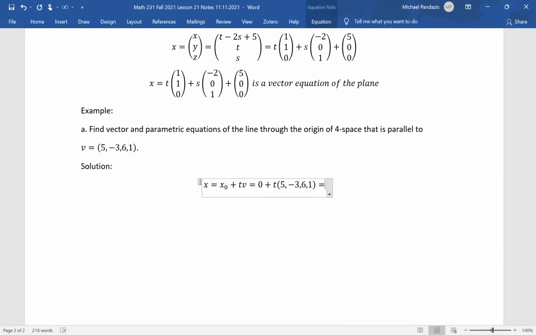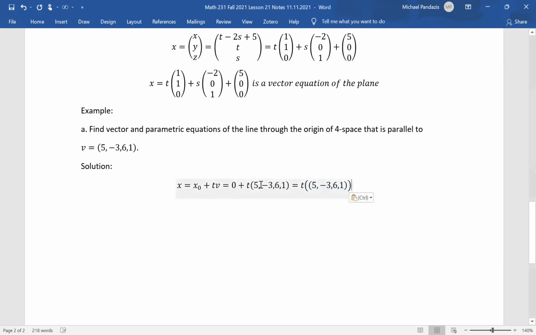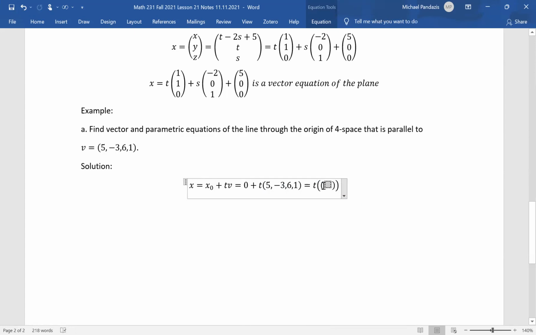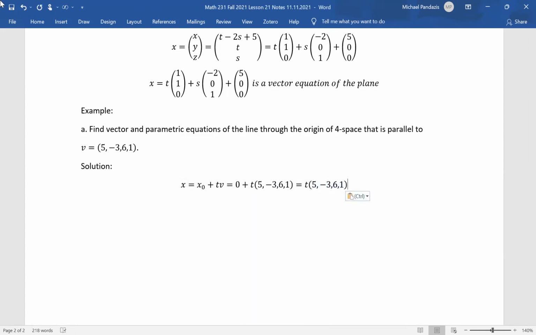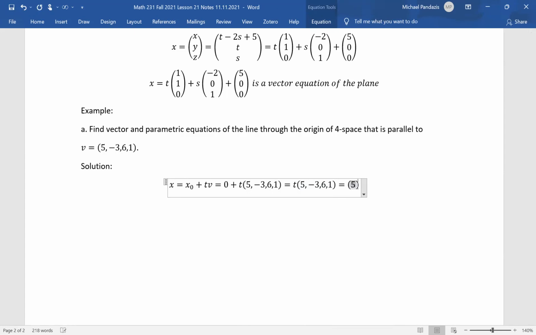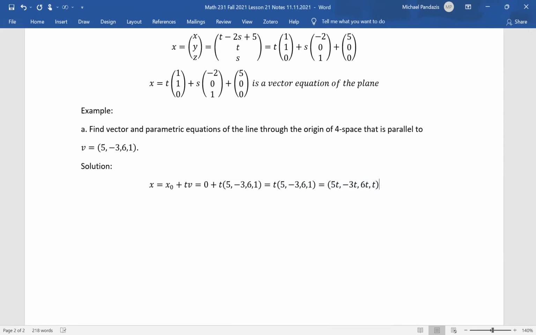And so this is equal to t times that vector. 0 is used to denote the four-tuple 0. So 0 here is 0, comma, 0, comma, 0, comma, 0. I don't want two parentheses there. Okay, good. So I just got rid of the 0. Now when you multiply that by t, the first component is 5t, the second component is -3t, the third component is 6t, and the fourth component is t. 1 times t is t. So now we have that x is equal to that.